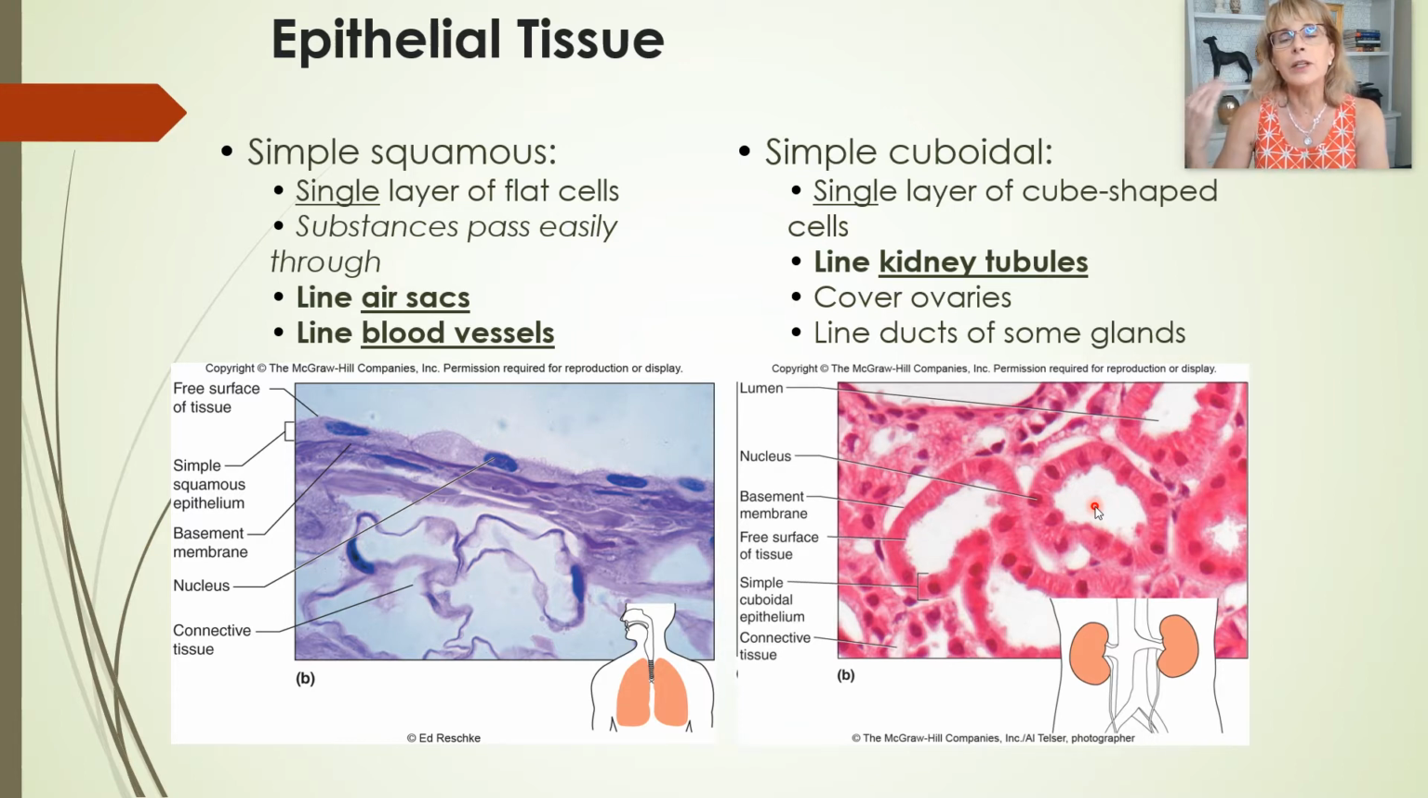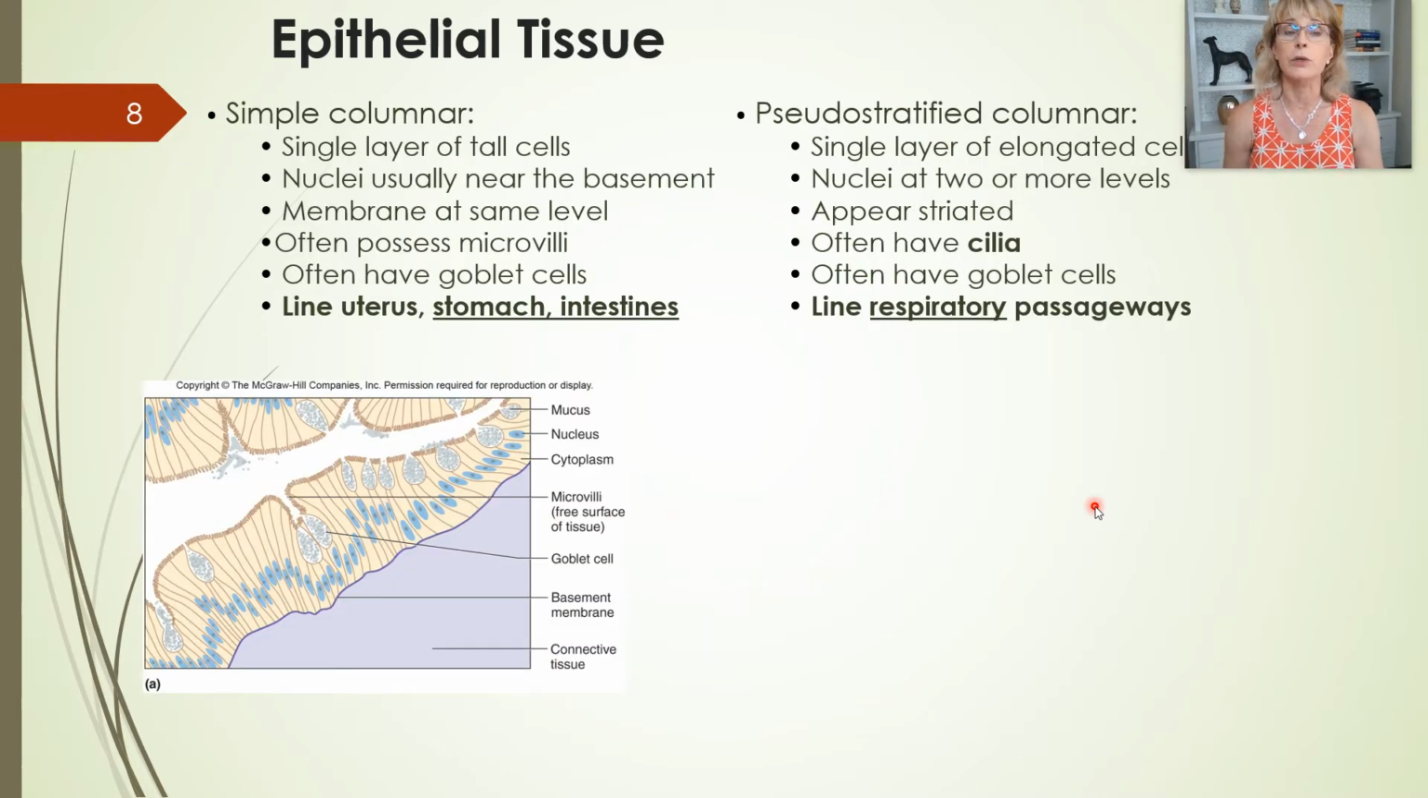And I always think of it as, okay, there's one layer of cells, so diffusion is probably a thing with them, but they must do more than just diffusion, and they need a place to put the equipment that does that, and that's why they're cuboidal. And that certainly describes the kidney tubules. Epithelial tissue, simple columnar, one layer of tall, narrow cells.